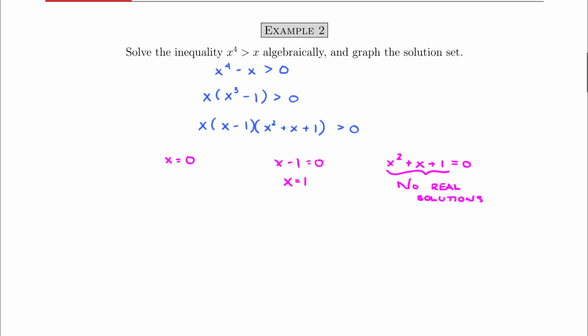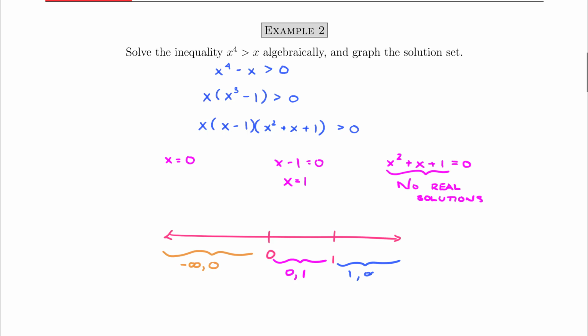You can also do the quadratic formula to verify that as well if you would like. So what this has done, if we picture this on a number line now and we plot these values, here's our number line from negative infinity to infinity. We have an x value at 0. We have an x value at 1. This has effectively broken up our number line into 3 intervals: from negative infinity to 0, from 0 to 1, and then from 1 to infinity.